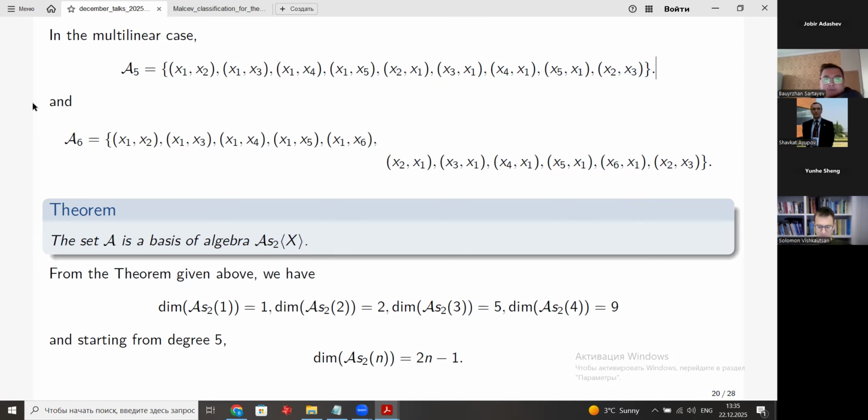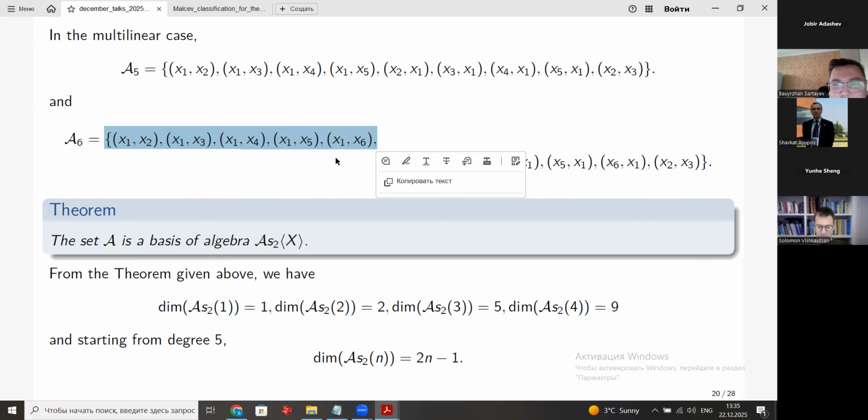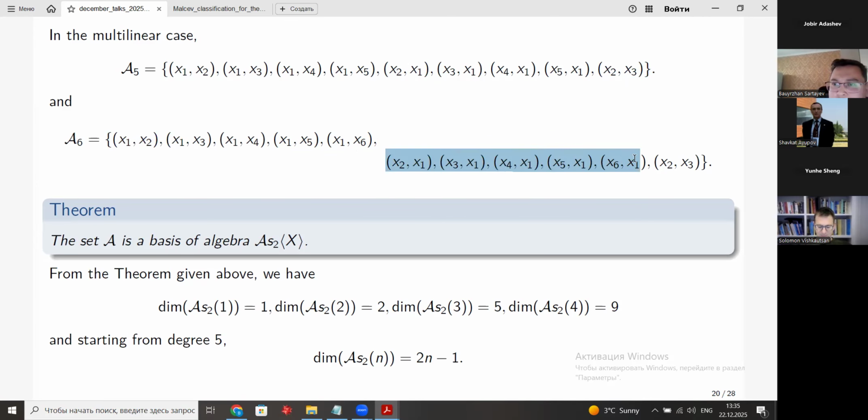The same idea for A6. Here it will be these monomials: x1x2, x1x3, x1x4, x1x5, x1x6, x2x1, x3x1, x4x1, x5x1, x6x1. And we also always add this additional monomial. Then the set A is the basis of the free associative algebra of the second type. So that is the basis.